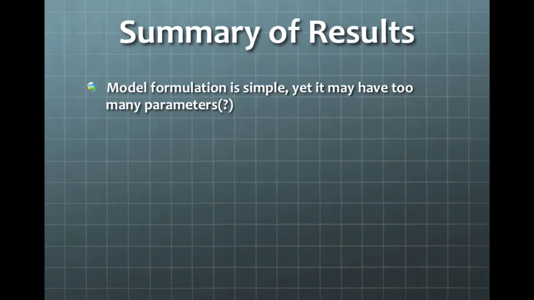So, to summarize the results. First, I think the model formulation is simple, but yet it has too many parameters. I put this with a question mark because I don't want to be overly critical, but as I'll mention in the video for the model, many of these parameters the model is insensitive to, so why have them? I keep coming back to that.